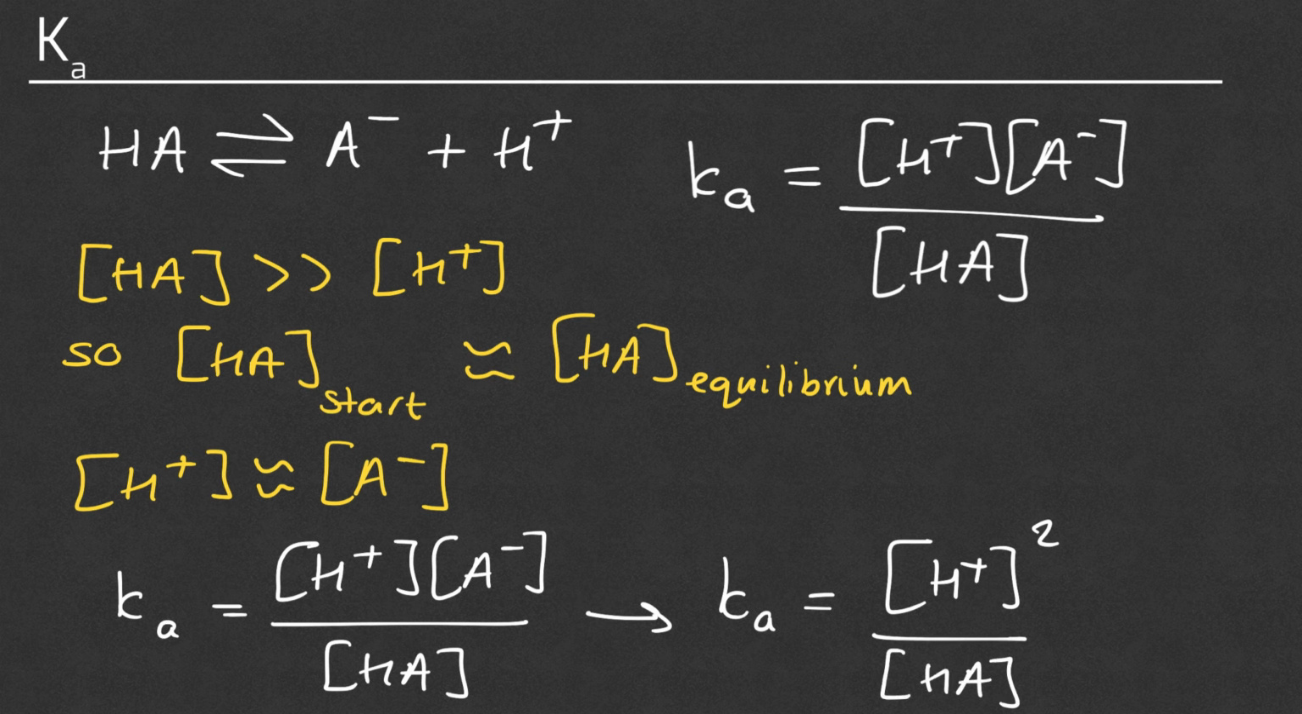Therefore, the acid dissociation constant equals the concentration of hydrogen ions squared divided by the concentration of the acid. Just like with Kw, Ka is a constant, so it'll be given to you in the question. The concentration of the acid will usually be given in the question as well, which means you can then rearrange the equation to work out the concentration of the hydrogen ions.